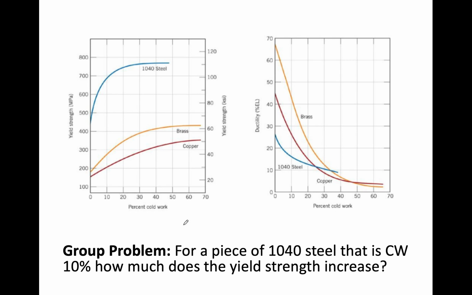So here's a good problem for you to work at home and try to figure out the changes in yield strength. In this case, I have a 1040 steel, right? So 1040 steel, which would be this one on the graphs, that is cold worked 10%. So 10% is going to be here, right? How much does the yield strength increase? To do that, you would need to know the initial yield strength, and then you need to know the final yield strength and figure out how much it changed.